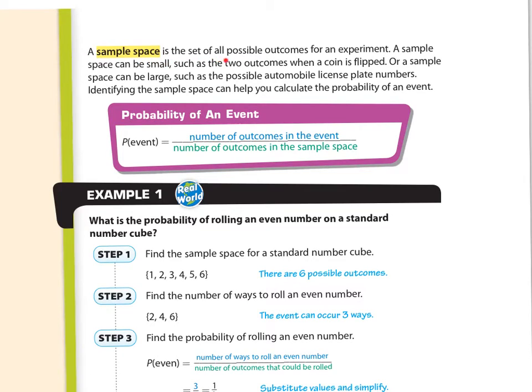If the event is not likely to occur, the probability of the event is close to 0. If an event is likely to occur, the event's probability is closer to 1. A sample space is the set of all possible outcomes for an experiment. A sample space can be small, such as 2 outcomes when a coin is flipped, or a sample space can be large, such as possible automobile license plate numbers. Identifying the sample space can help you create the probability of an event. So this should be a refresher, but the probability of an event is the number of outcomes in the event over the number of outcomes in the sample space.